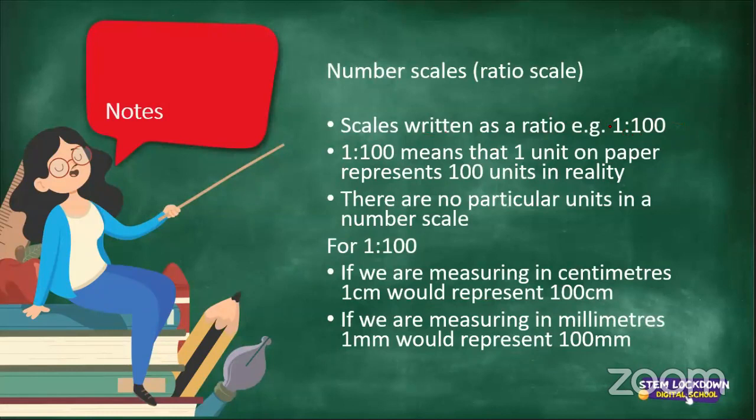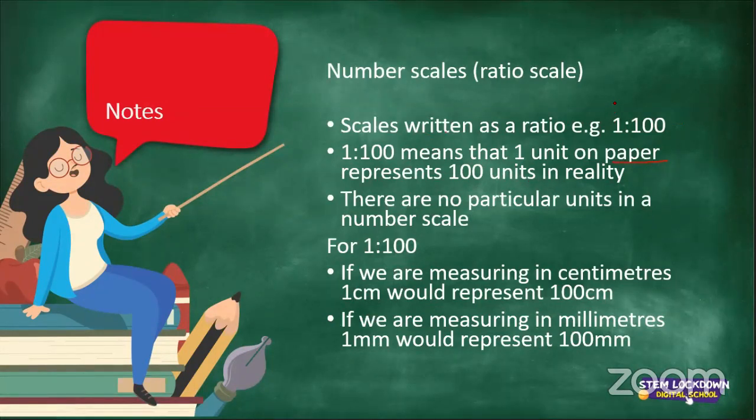Okay, what does 1:100 mean, right? In an exam, they'll usually ask you what 1:100 or 1:to anything means, right? So in this case, 1:100 actually means that 1 unit on paper, right? You can say on the map or on the plan, right? But to simplify my life, I just say on paper. 1 unit on paper represents 100 units in reality.